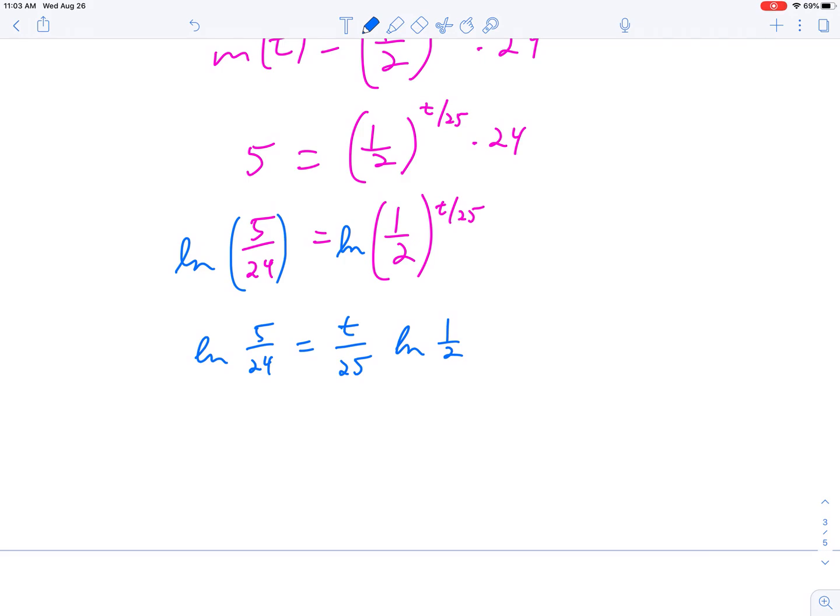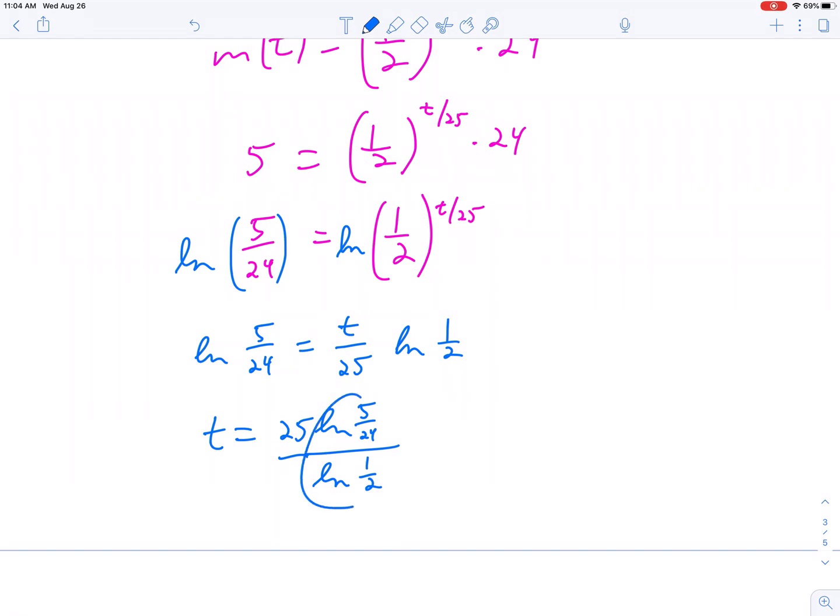Alright, we want t by itself, so we can divide by natural log of 1/2 and multiply by 25, and that'll clear it, right? So t is, we have the original natural log of 5 over 24. We're dividing by natural log of 1/2 and multiplying by 25. And there you go. And you can plug this into a calculator.